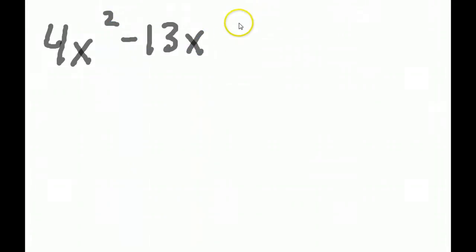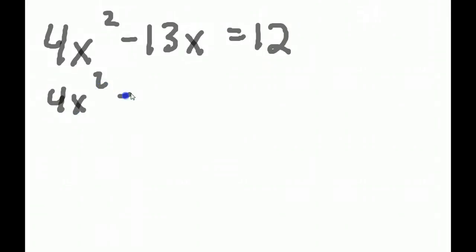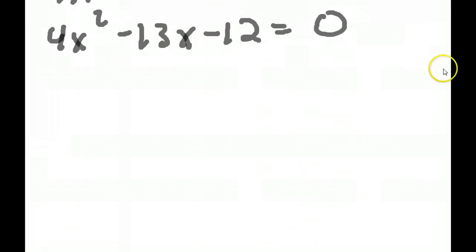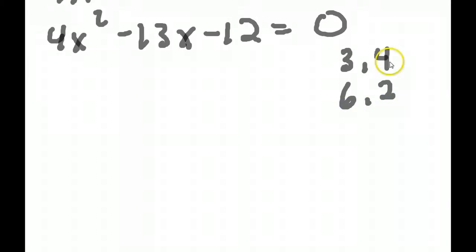Number 8, we have 4x squared minus 13x equals 12. We move that over, we get 4x squared minus 13x minus 12 equals 0. Now let's look. What are all the factor pairs of negative 12? There's 3 times 4, 6 times 2, or 1 times 12.